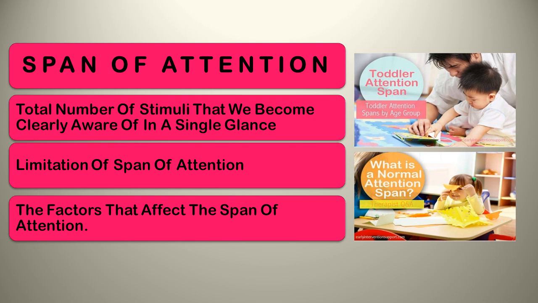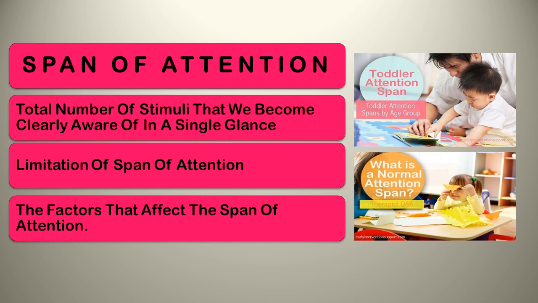Span of attention refers to how much information an observer can grasp from a complex structure of stimuli in a single exposure to it. So, span of attention can be described as the total number of stimuli that we can become clearly aware of in a single glance. Our span of attention is very limited.